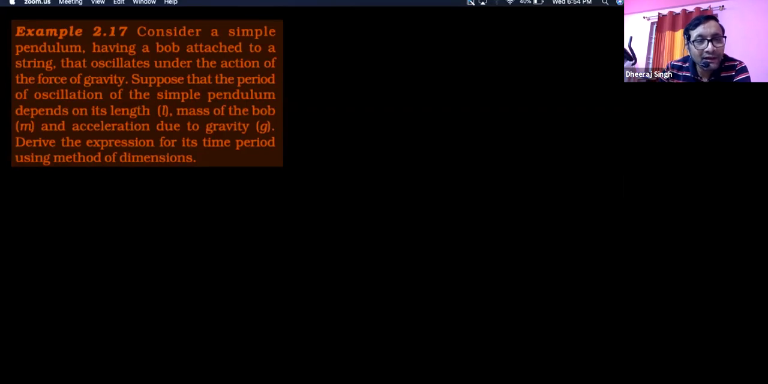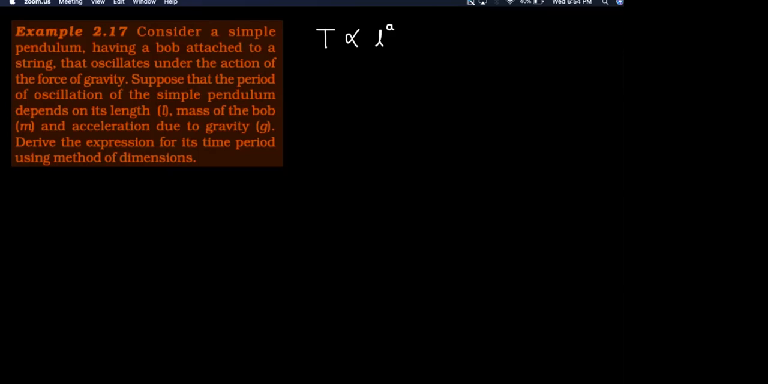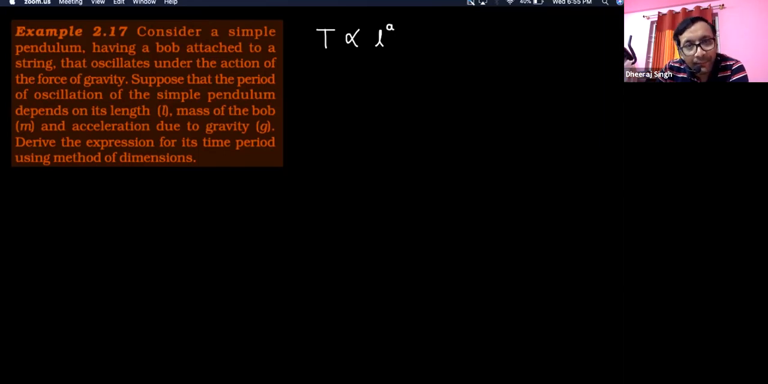It is given that the time period depends on length. So the time period should be proportional to what? L to the power A, let's say. I don't know whether it is proportional to L square, L cube, L to the power half, or L to the power minus half. So T is proportional to L to the power A. And T is proportional to the mass also, M to the power B, and T is proportional to acceleration due to gravity g, g to the power C.